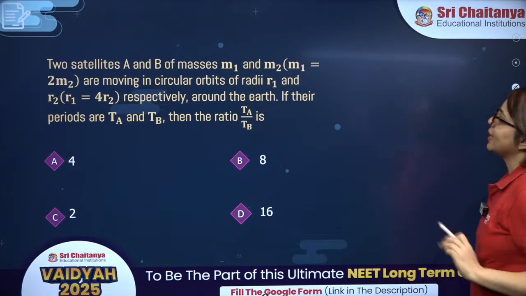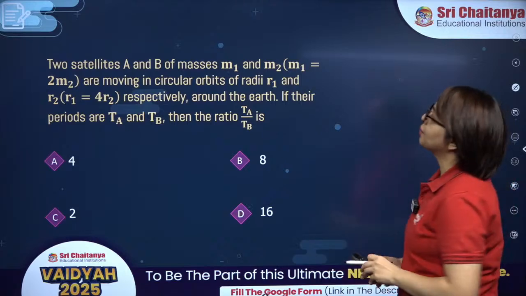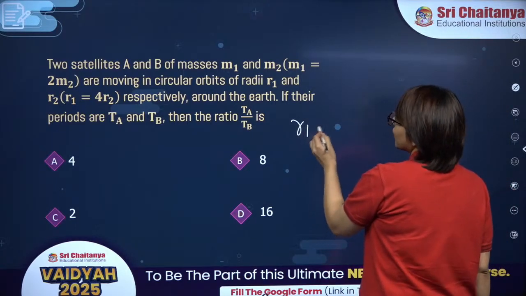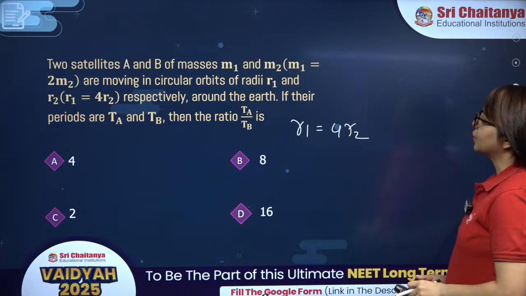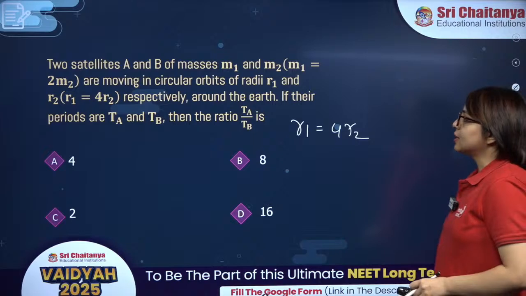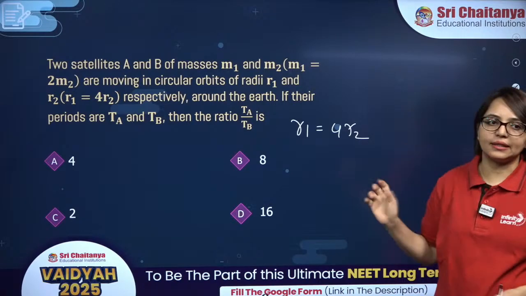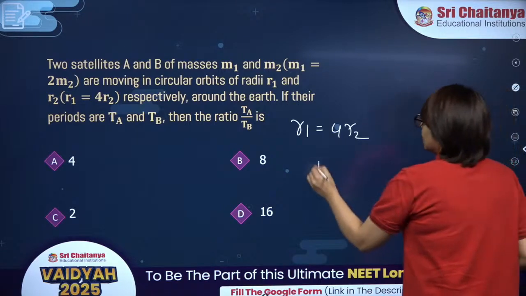Two satellites A and B of masses m1 and m2, where m1 is 2 times m2, are moving in circular orbits of radii r1 and r2, where r1 is 4 times r2 over here, respectively, around the earth. If the time periods are Ta and Tb respectively, then the ratio of Ta to Tb is, again this is from gravitation, Kepler's law. Try this one.